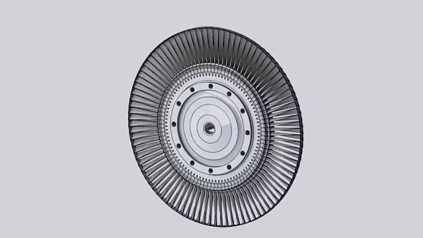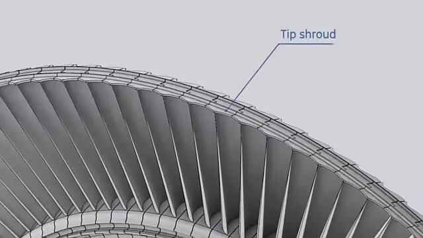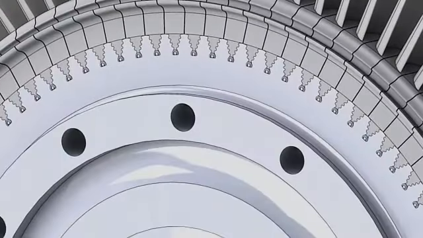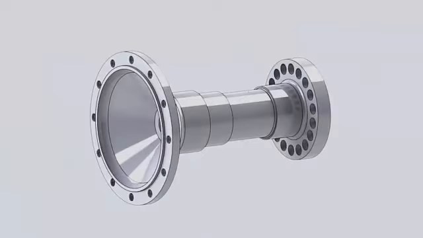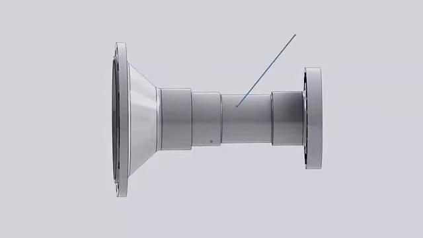The third wheel carries the buckets of the third turbine stage. 92 buckets are also installed on the third wheel. Third stage buckets are not internally cooled. The third stage bucket tip is also enclosed by a shroud. Buckets are attached to the wheel by the dovetail arrangement and held in the axial direction by a twist locks arrangement like the second stage.